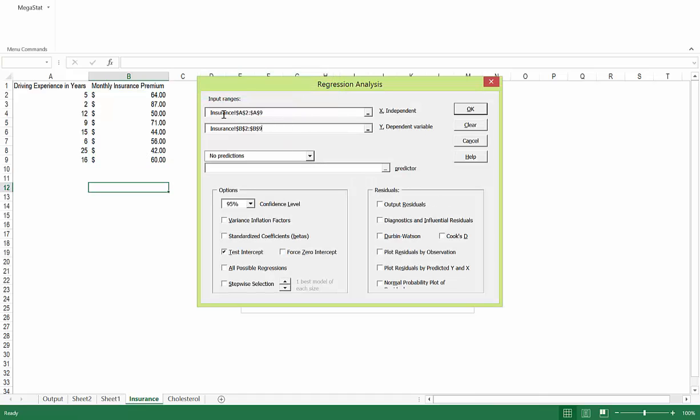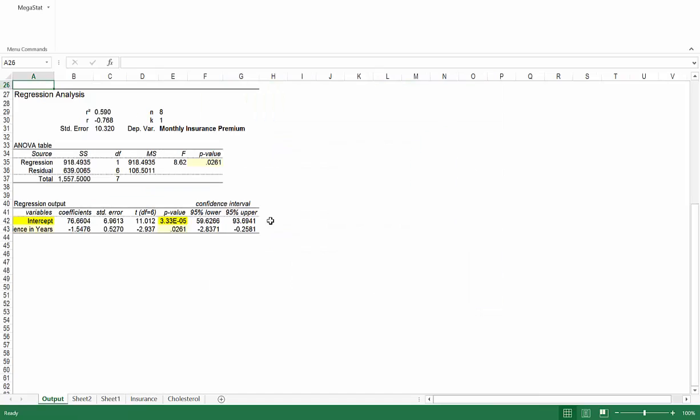So there we go. I have column A data as my independent variable, and I have column B data as my monthly insurance premium. I want to leave this alone. I'm fine with a 95% confidence level. That's perfectly fine. And I'm going to click OK. Now, what this does is it gives me a lovely little table, and what I can do is create a regression formula based on the data that's in this table.